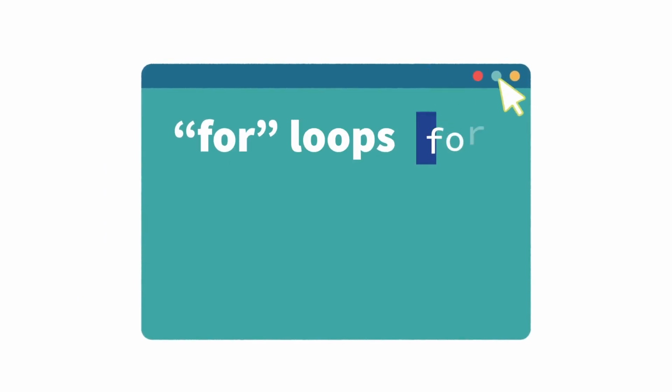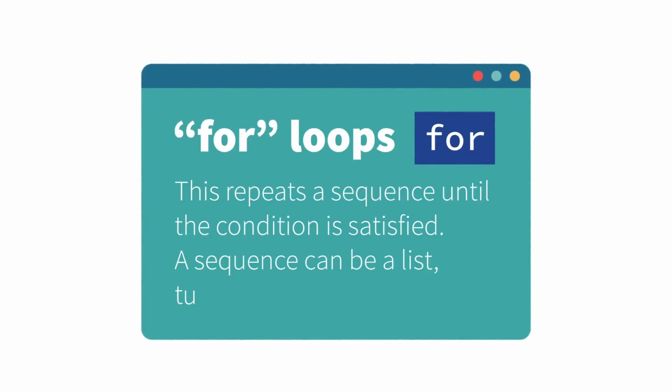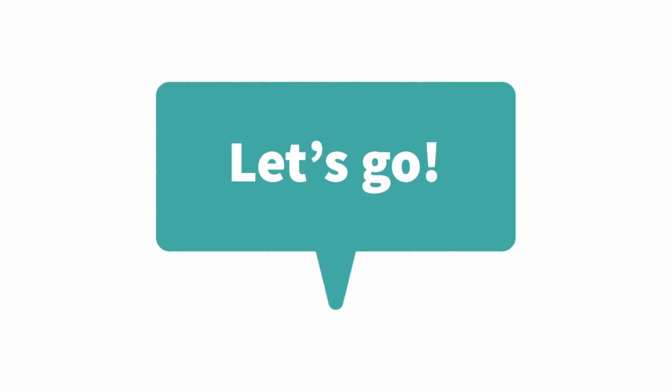For loops, or iterative statements, have a similar concept. It basically means doing something over and over again until the condition has been satisfied. It's used for iterating a sequence, which could be a list, tuple, dictionary, set, or a string. Let's give it a shot.